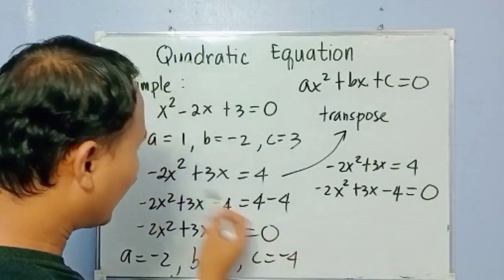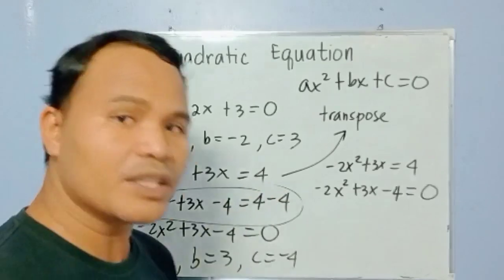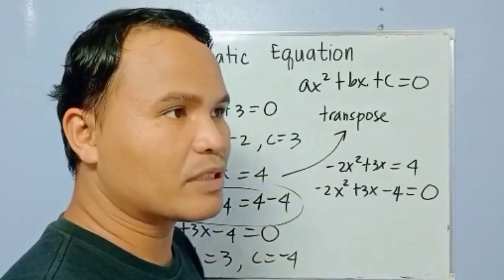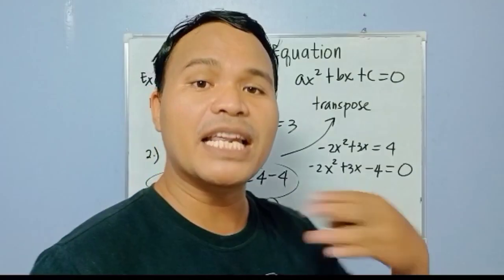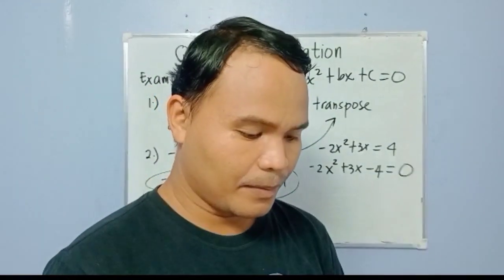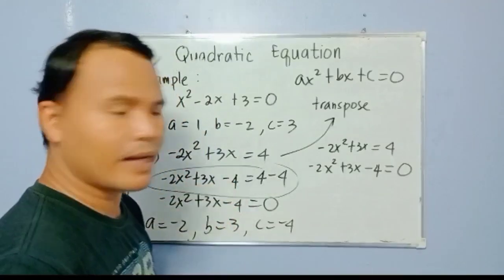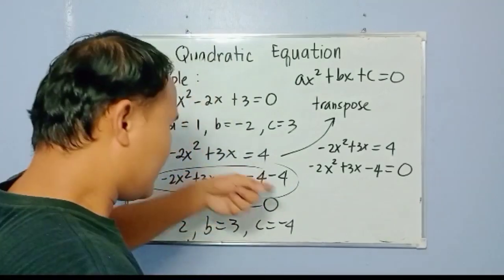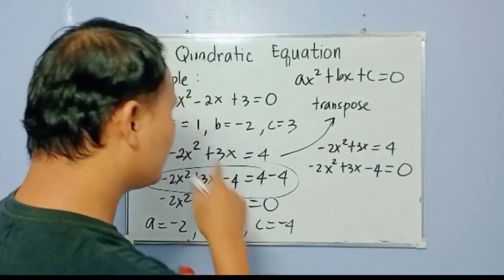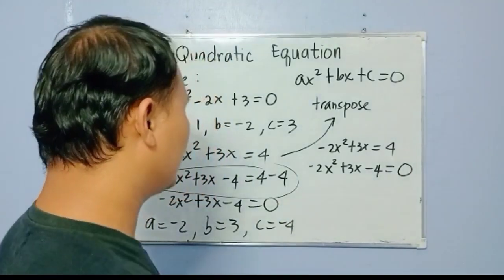Now, here, what I did is the formal solution because in algebra, transpose is not introduced. It is just a shortcut to make the solution easier. Okay? In another way, you can apply the addition property of equality here. What we used is subtraction. You can use the idea of the addition property of equality.